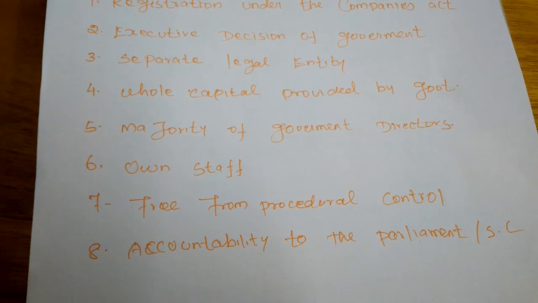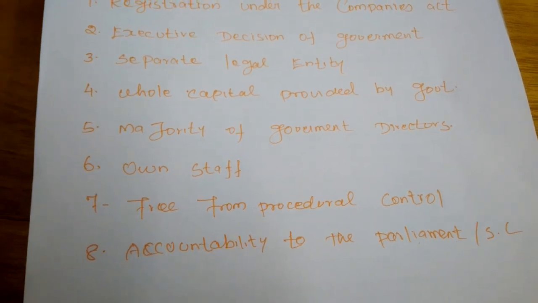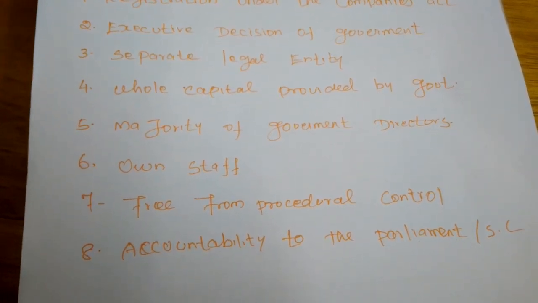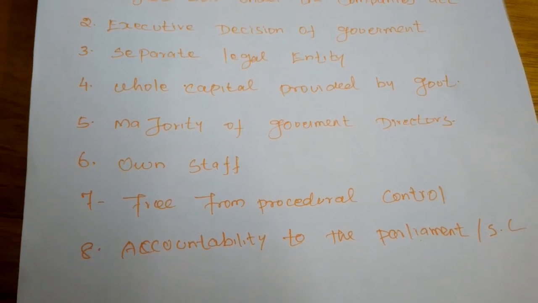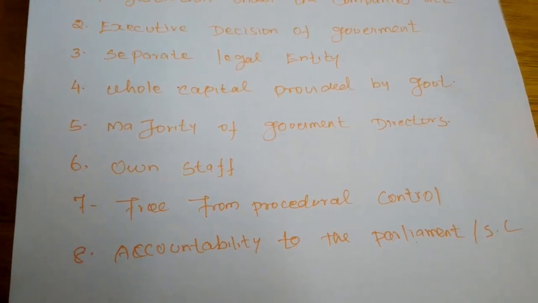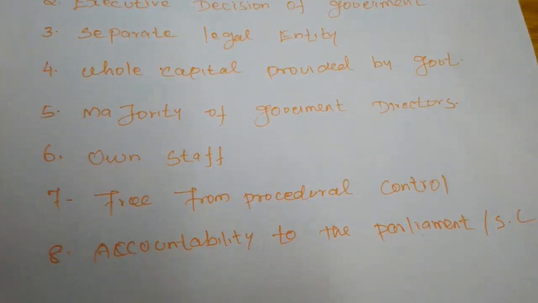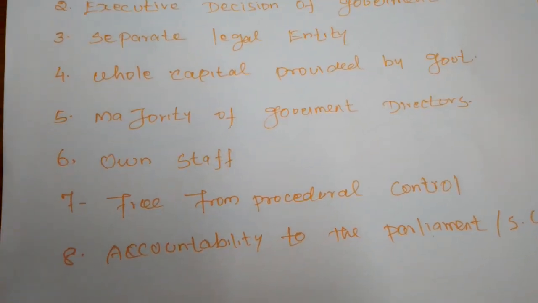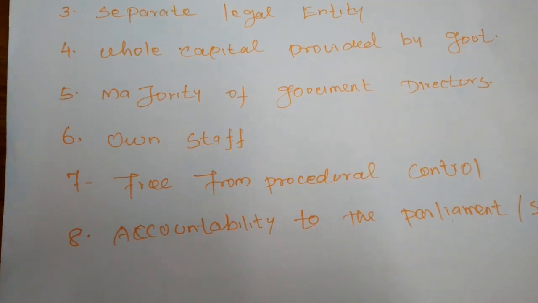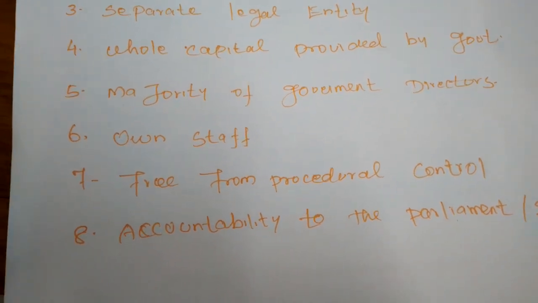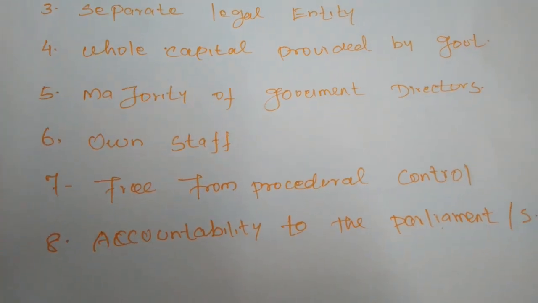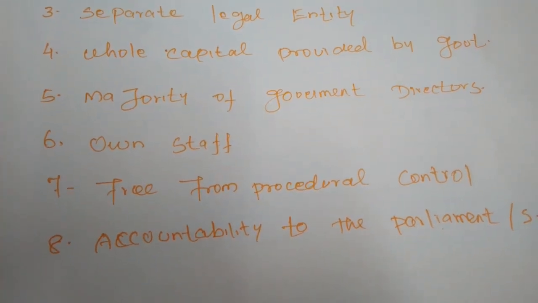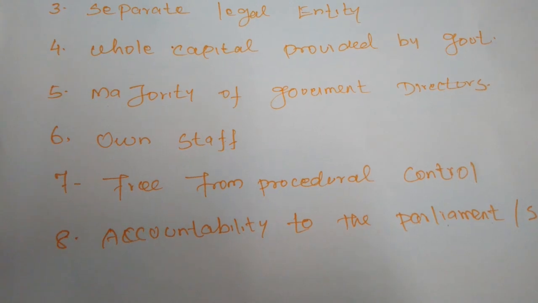Next, free from procedural controls. So a government company is free from budgetary, accounting and audit controls applicable to government undertakings. If there are more procedures, norms and conditions, a government company is free from the budgetary, accounting and audit controls. So there is no need to maintain the budget or the accounting and audit controls.